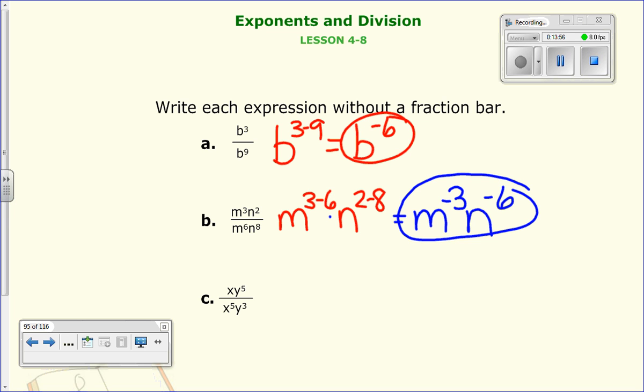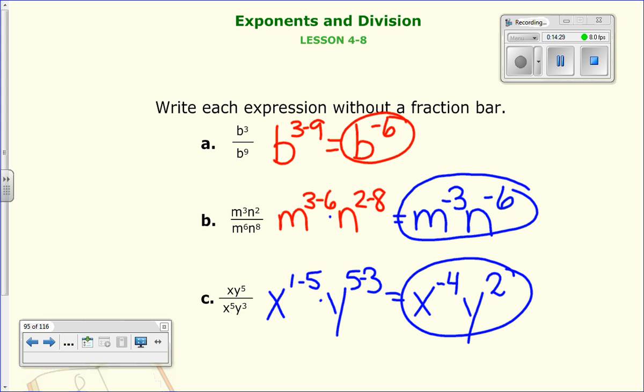All right, and then we have c. Same idea. I write my first one. X just means x to the 1st minus 5 times y with 5 minus 3. And again, you can see I always start with the exponent in the numerator and then subtract out the power in the denominator. So I get here, well, x to the 1 minus 5, well, 1 minus 5 is -4. And then times y, 5 minus 3, is 2. That's my answer.